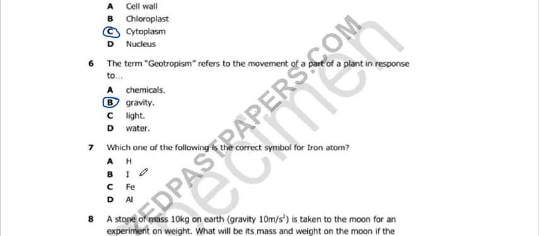You've got H, you've got I, you've got Fe, and you've got Al. According to the periodic table, H is a symbol for hydrogen. Al is a symbol for aluminium. I is a symbol for iodine. And lastly, Fe is a symbol for iron. So the correct answer is C, which is Fe.